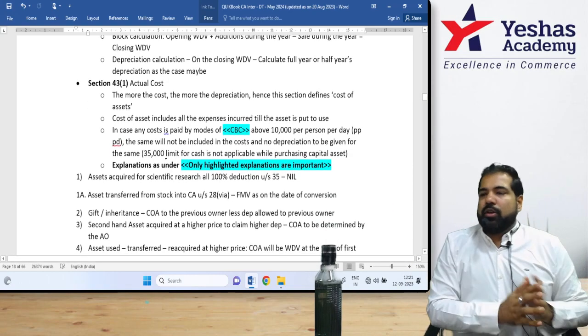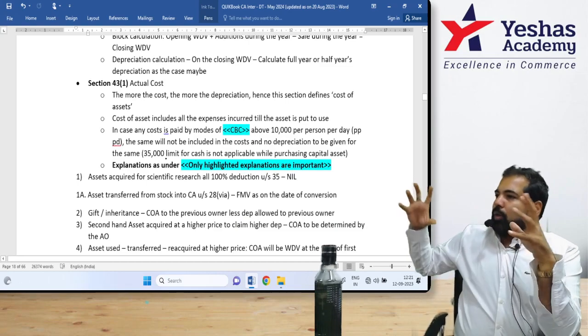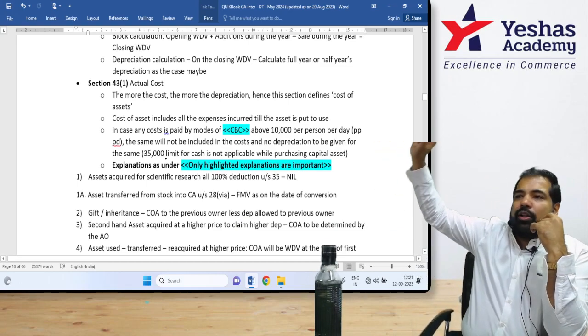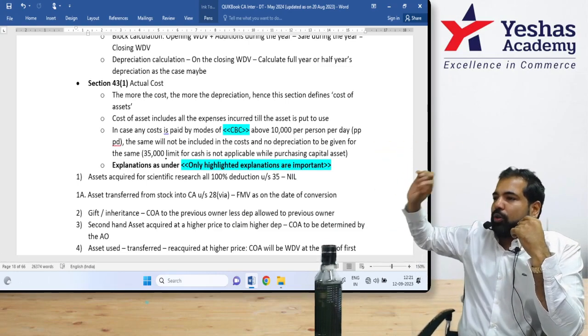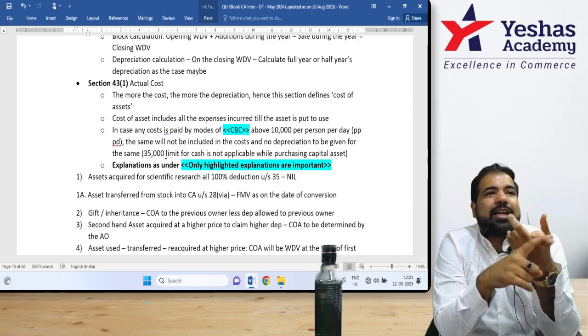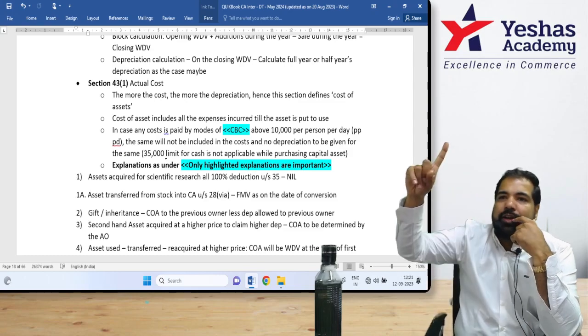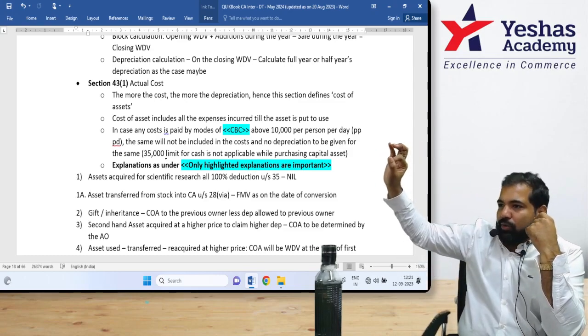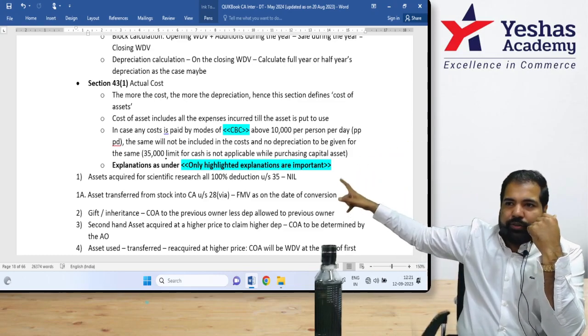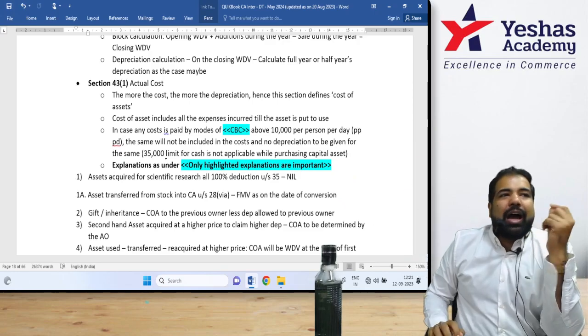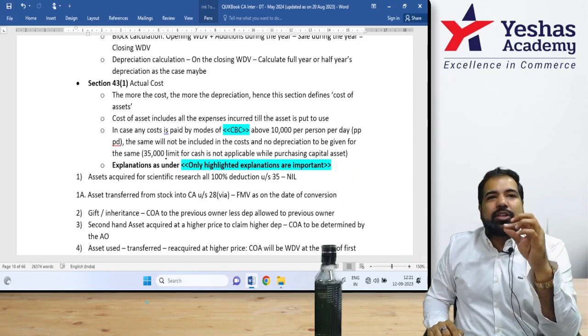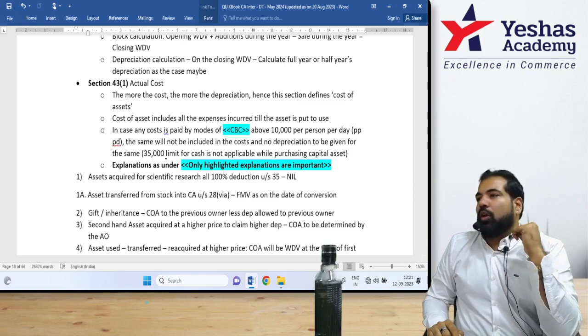Next, guys, cost. What is the cost of asset? All the cost, guys, listen to me. All the cost till the asset is put to use. But what if I paid cash more than 10,000? That will not be allowed. And you remember balance sheet, there's only one value, guys. What is that? 10,000. Yes, 35,000 is not here. Yes, only 10,000. I'm giving you asset bought in cash 11,000. No, you'll not consider it.